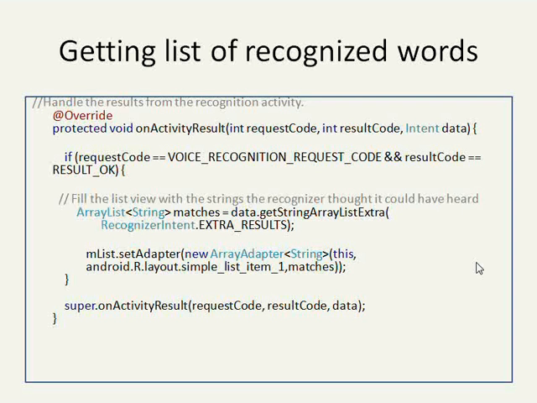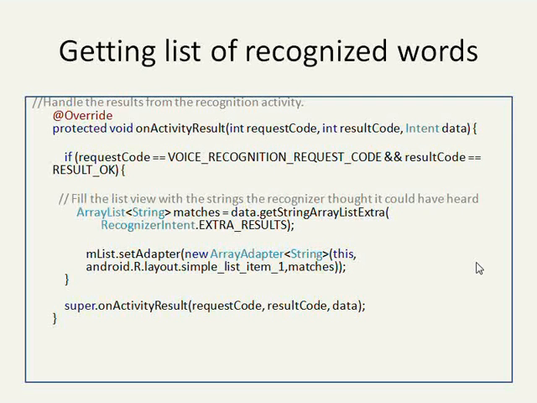Alright, so as we know, when we are calling start activity for result with the request code and with the intent, the result can be got back here in on activity result. Right, so as we have seen for the text to speech engine, if the request code equals the voice recognized request code that we sent when calling the recognizer intent, and if the result code is result okay, that will be sent by the recognizer intent activity.